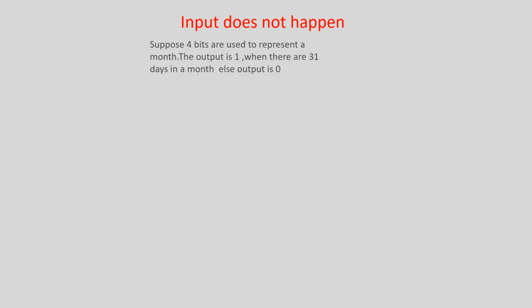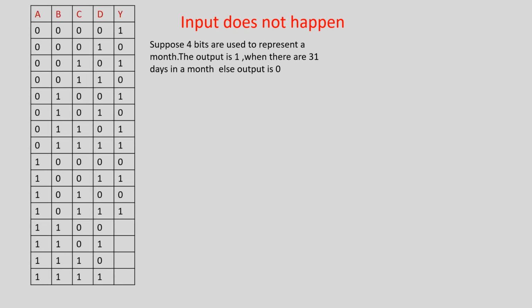Let us understand don't care condition. The input does not happen. What does it mean? Let us see this question. Suppose 4 bits are used to represent a month. The output is 1 when there are 31 days in a month, else output is 0. Let us form truth table for this. A, B, C, D are the input combinations and Y is the output.